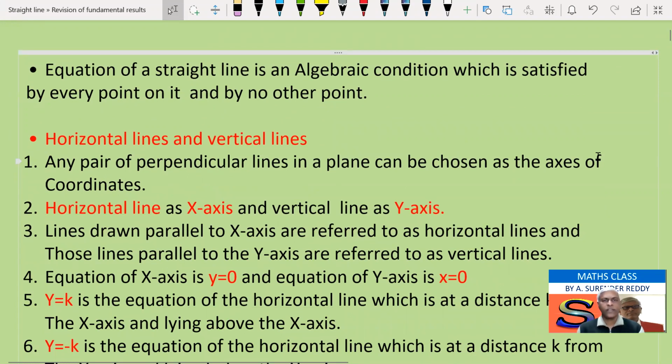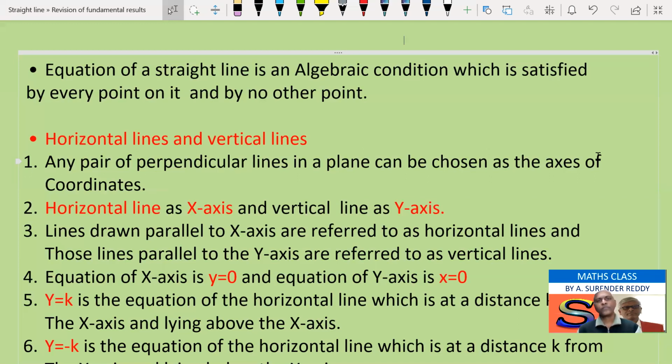Equation of a straight line is an algebraic condition which is satisfied by every point on it and by no other point. So every point on the straight line satisfies the equation. So we can say whether a point belongs to the straight line or not by substituting. If the point satisfies, then it is on the line. If it does not satisfy, then it is not on the line.